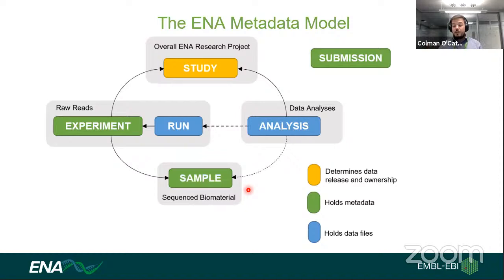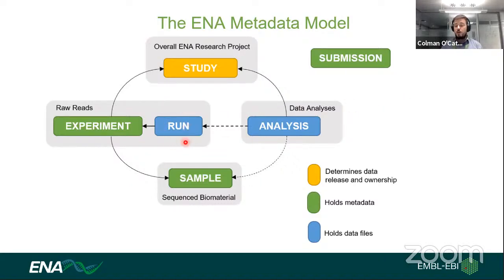Is it a colony that you picked from a plate? Is it a metagenomic sample? Did you sequence some sewage? It doesn't really matter, but we need to know what you sequenced in order to start understanding all of the other data around it. Runs is a very straightforward one, I think, because it's almost self-explanatory.